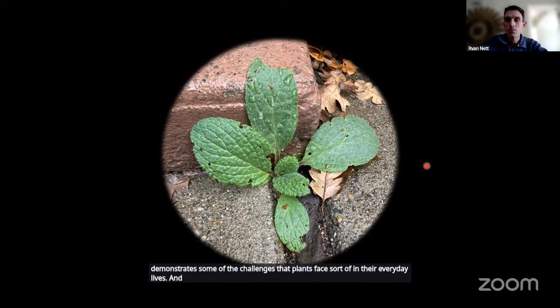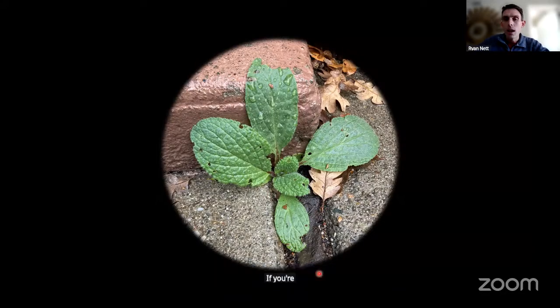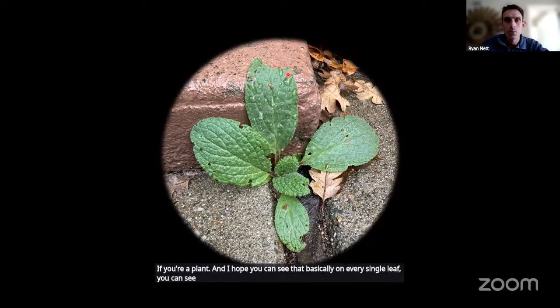This borage seedling was unfortunate enough to germinate out of a crack in the sidewalk, so not really the most ideal place to begin your life if you're a plant. I hope you can see that on basically every single leaf there are little holes where some pest or pathogen has been chewing on the plant, trying to eat it. And yet, despite these challenges, this plant has been able to thrive in this relatively hostile environment.